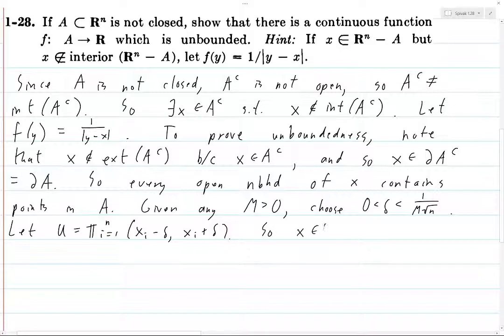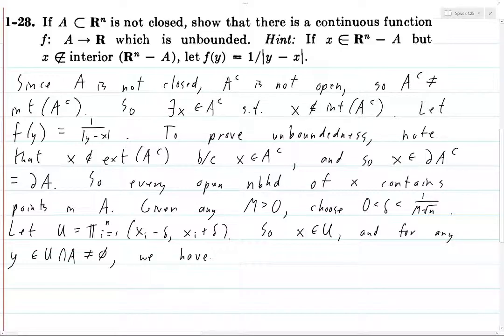So certainly U is an open neighborhood of x, and for any y in U intersected with A, which is non-empty because U is a neighborhood of x, and x is in the boundary of A. So, just say that.